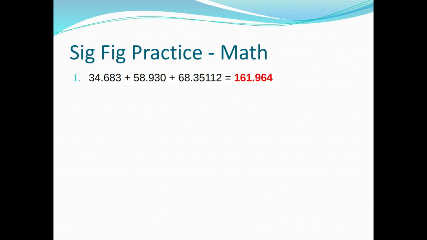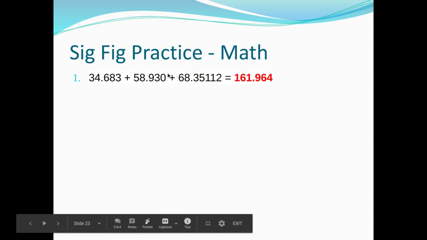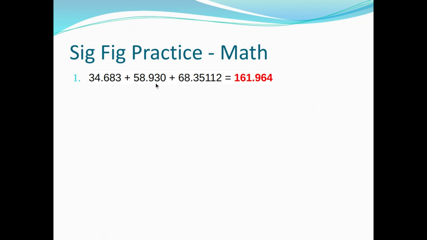34.683 plus 58.930 plus 68.35112. When I do my math, it is going to give me 161.964. I have to have 3 decimal places. That's because I have 3 decimal places in this number, 3 decimal places in this number, and 5 decimal places in this number. That means that my answer can only contain 3 decimal places because 3 decimal places is the least in my problem.